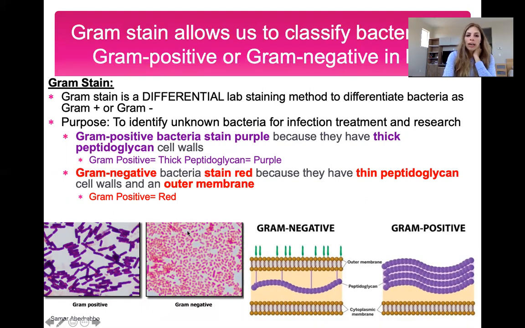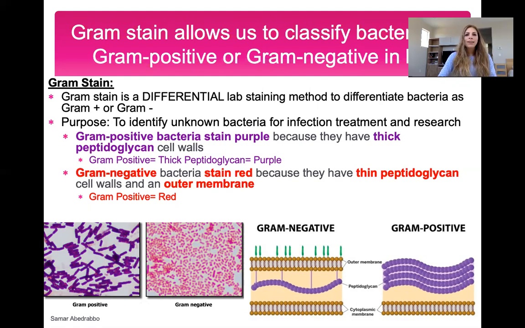So when the doctor sends the sample to the lab, they do a gram stain on it. And if the cells stain purple, they know that the person has an infection with gram-positive bacteria. If they stain red, we know that they have an infection with gram-negative bacteria.